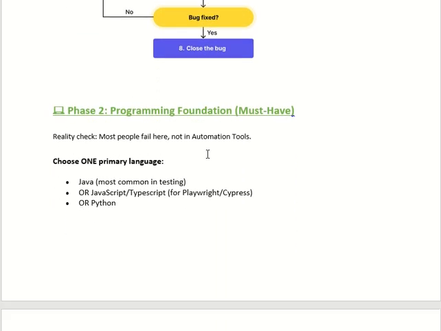The next phase is programming foundations. This is where you must have the programming knowledge to survive in the IT industry. The reality check: most people fail not in automation tools. Why do I mention this? Because guys, if you go to an interview or if you are working in real time, you should have knowledge of how programming works. Okay, how methods and functions work, how method calls work, and how OOPS concepts work. You should know the basic foundation of a programming language. Only then will you be able to work in real-time projects.